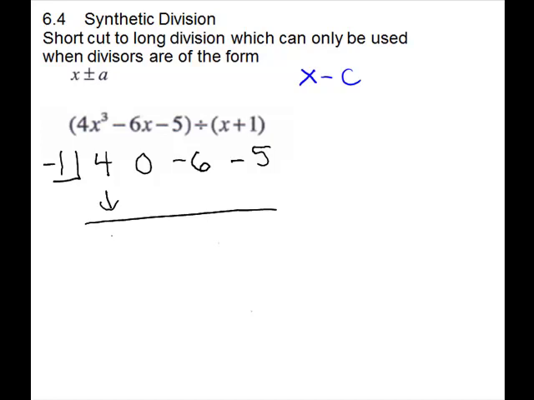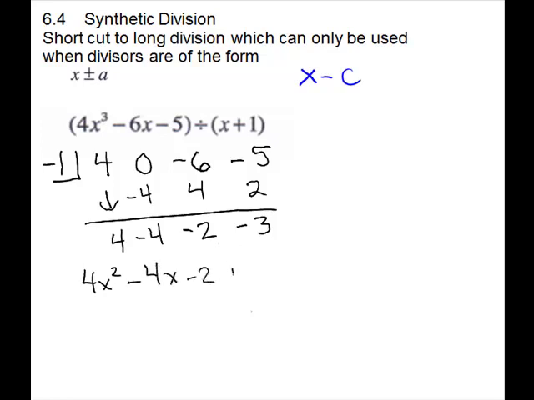Right, so bring down your first. Multiply and add. So 4 times negative 1 is negative 4. Add will give us negative 4. Negative 4 times negative 1 will give us positive 4. So will give us a negative 2. Negative 2 times negative 1 will give us a positive 2. And this will give us a negative 3. For our answer, we drop 1 degree lower. So we're going to have 4x squared minus 4x minus 2. This one has a remainder, negative 3 over x plus 1.